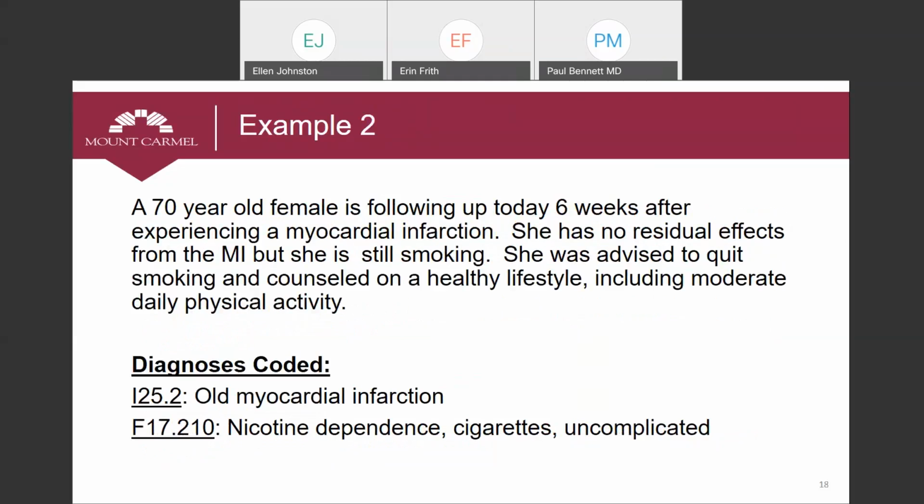The second example is a 70-year-old female who was following up 6 weeks after experiencing a myocardial infarction. She has no residual effects from the MI, but she is still smoking cigarettes daily. She was advised to quit smoking and counseled on a healthy lifestyle, including moderate daily physical activity. The correct diagnosis codes in this scenario would be I25.2, old myocardial infarction, since the MI is more than 4 weeks old, and F17.210, nicotine dependence, cigarettes, uncomplicated.